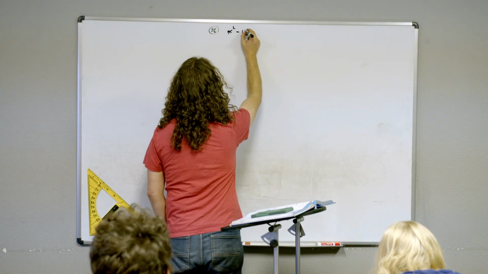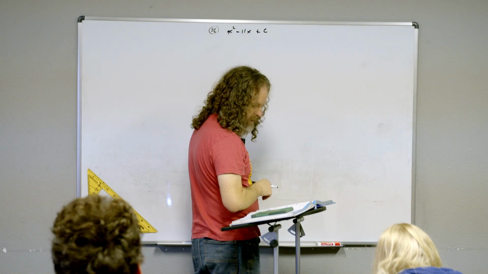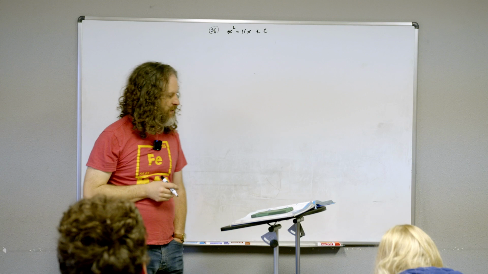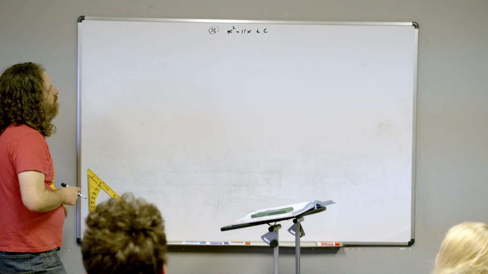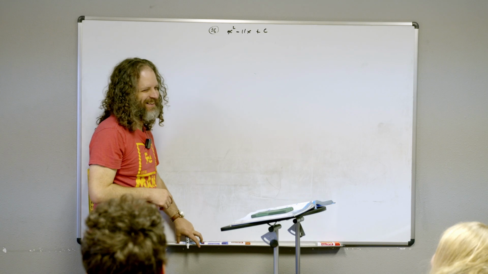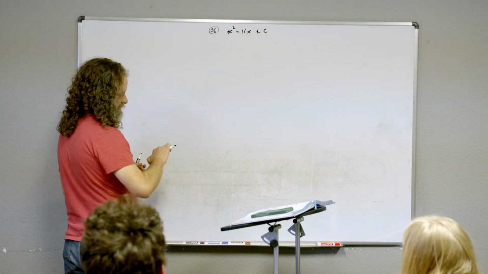x squared minus 11x plus c. Same instructions as the other one: find the c that makes it a perfect square, and then write the trinomial. So what do we do? The green thing. We do the green part.